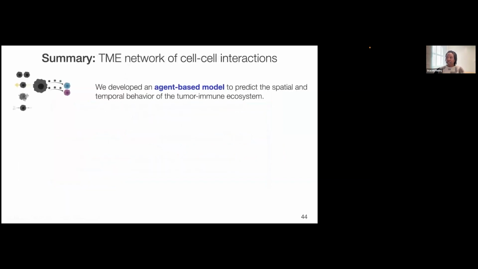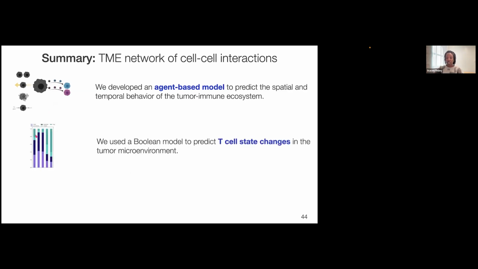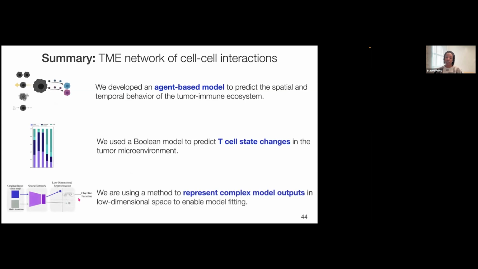Okay, so I described, sort of in a sandwich, this agent-based model that allows us to predict the temporal and spatial behavior of the immune ecosystem. We used an embedded Boolean model that also predicts the cell state changes of T cells. And we are using this representation learning approach to calibrate the model to experimental data. We're really excited about this area of research because it allows us to understand tumor tissue growth as a whole, at the macroscopic level, as well as intracellularly, how different genetic alterations or immunotherapeutic strategies would influence tumor behavior.